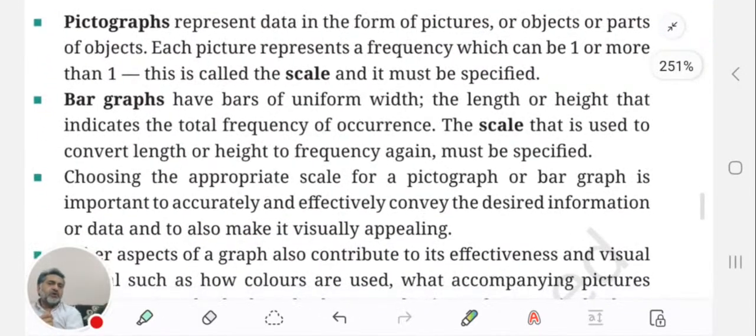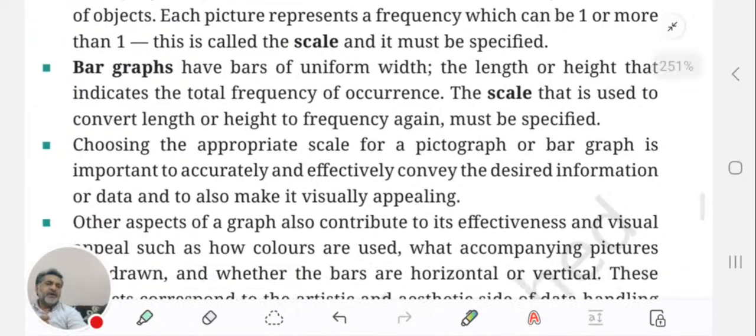Pictograph. What is a pictograph? It represents data in the form of pictures or objects or parts of objects. Each picture represents a frequency which can be one or more than one. This is called the scale and it must be specified. Bar graph. We have bars of uniform width, and the length or height indicates the total frequency of occurrence. The scale that is used to convert the length or height to frequency again must be specified.